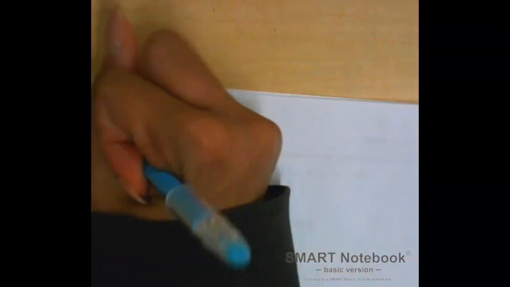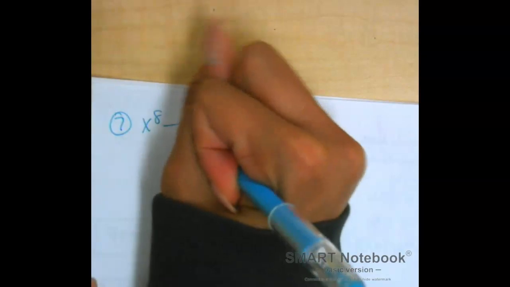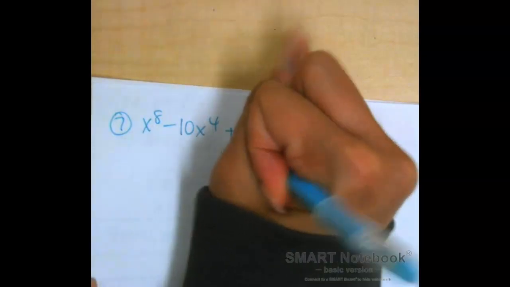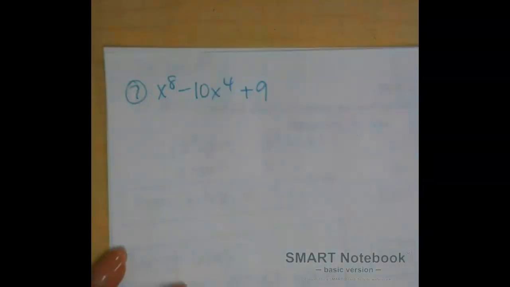So for question 7, we have x to the 8th power minus 10x to the 4th plus 9. At the very top of the last page, Caitlin told us at the very beginning, check for a GCF. Does this have a GCF? No. Most I can factor out is a 1. The issue is I don't know how to factor this.